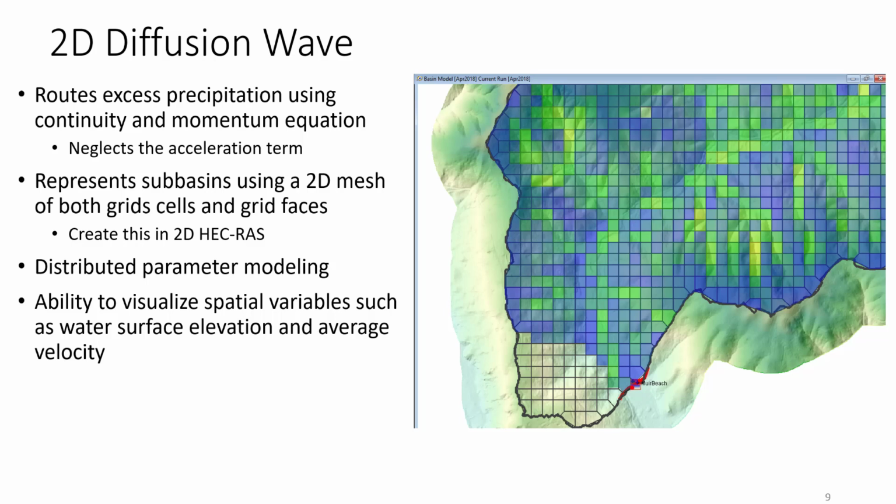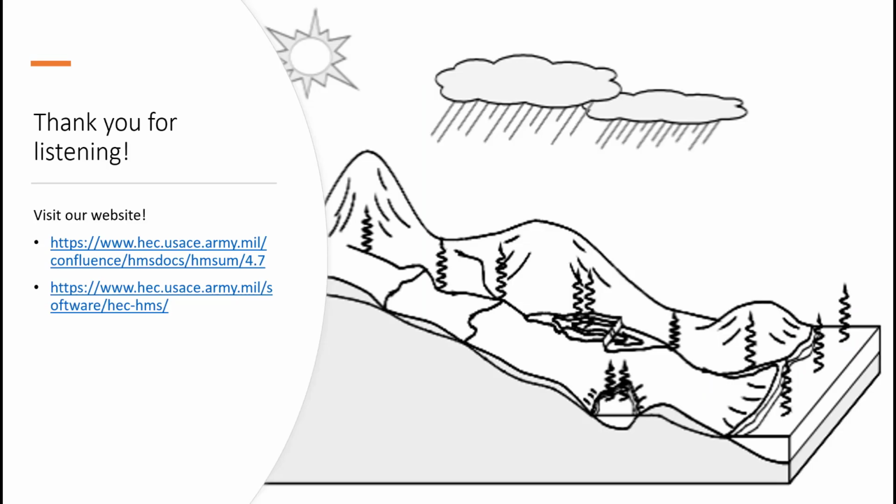Since the transform method does occur on a grid cell by grid cell basis, as well as the routing of flow, this method allows for distributed parameter modeling, meaning the model accounts for behavior variations from a grid cell to grid cell throughout the system. The 2D diffusion wave also has the capability of spatially and temporally visualizing computed variables, such as the water surface elevation and average velocity.